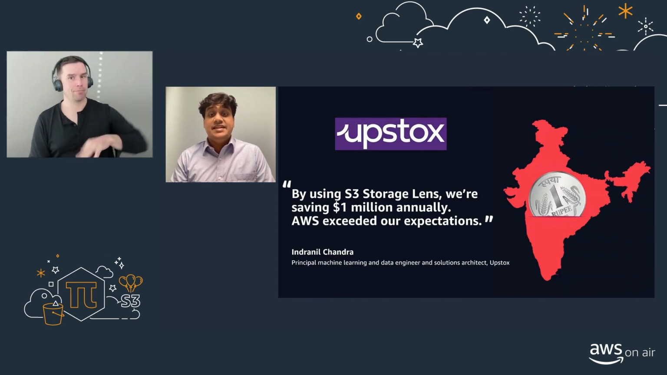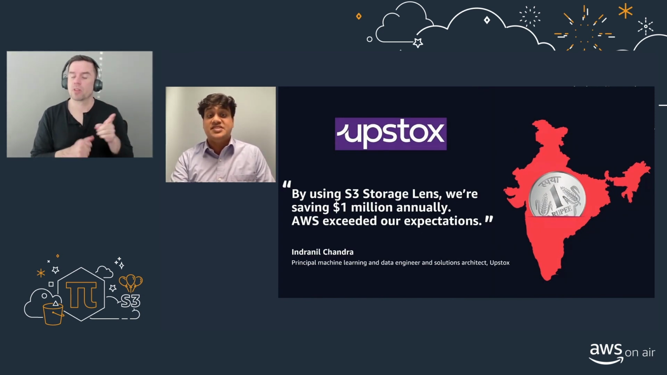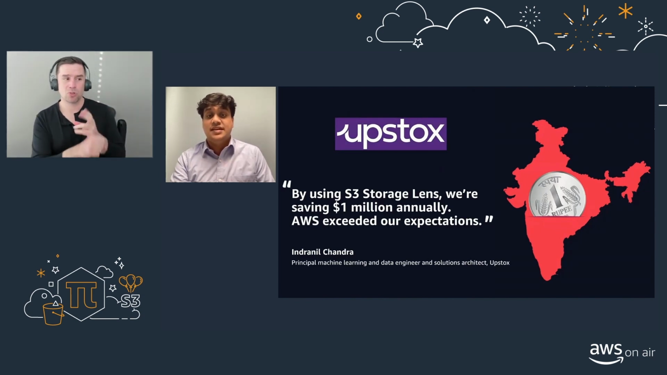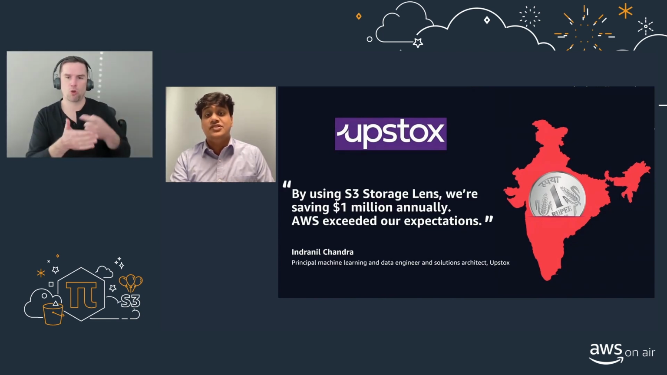Upstox is a leading Indian discount broker who provides financial education and a digital platform for making investments to more than 11 million customers. Upstox used S3 Storage Lens Advanced in conjunction with other AWS services to reduce their storage costs by 93% and save $1 million in storage costs annually.